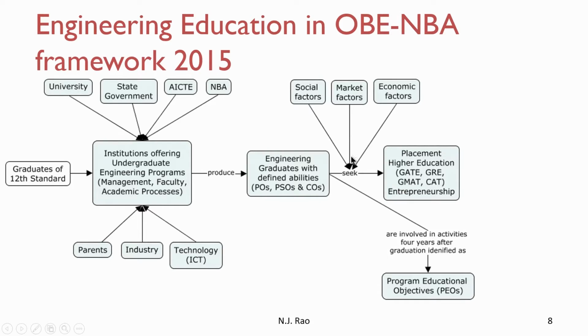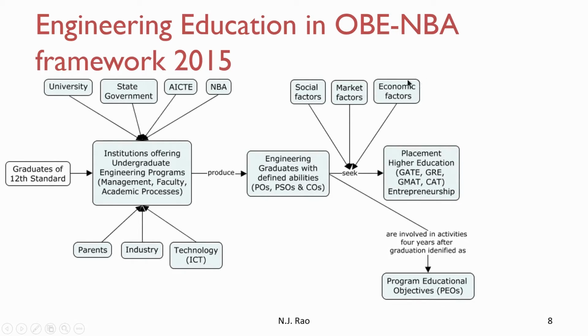Now how does this framework look? All this part remains the same: stakeholders, same inputs, same kind of institute. Now what we say, they produce engineering graduates with defined abilities. These abilities are stated in terms of POs, PSOs and COs. They in turn seek the same placement, higher education and entrepreneurship.